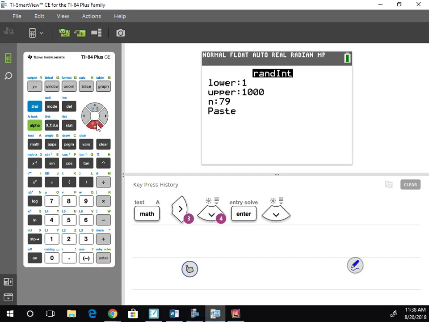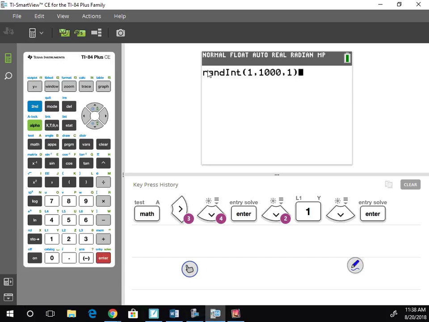My upper bound is my biggest possible number I could get, which is 1,000. So that's the reason why it's 1 to 1,000. Whatever your number range is what you're going to choose, 1 to 1,000. n, for now, I'm going to represent as 1. Okay? Meaning, n is the number of numbers I'm going to pick. So right now, it's just going to draw one number. Now I'm going to highlight paste, and I'm going to hit enter.